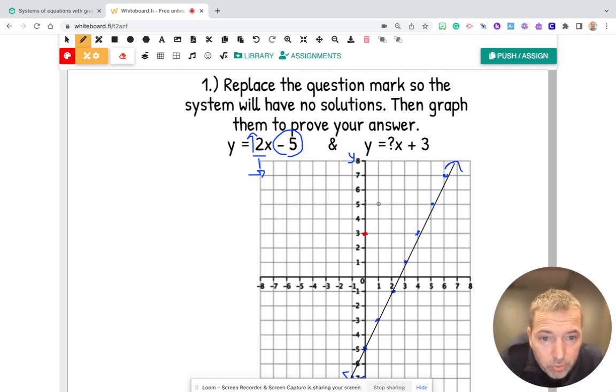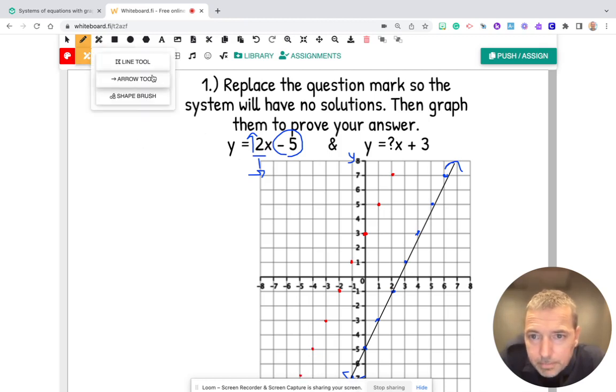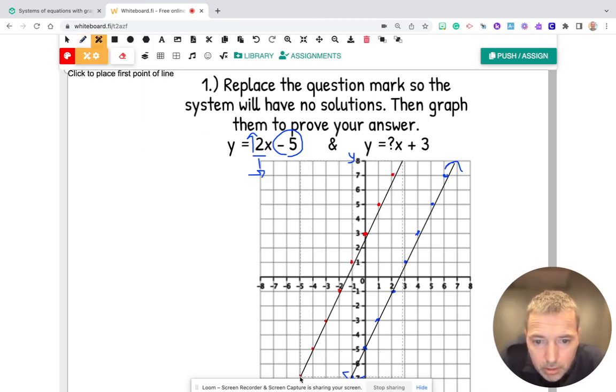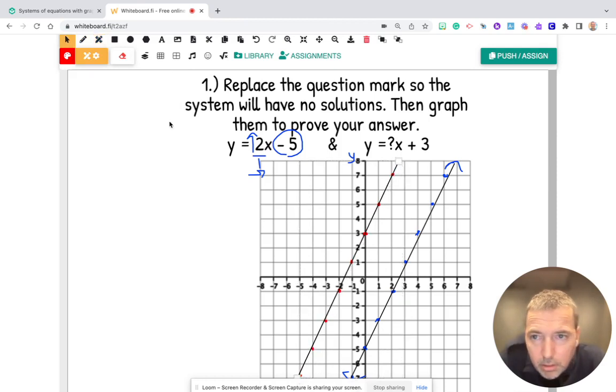So if I start at 3 and I go up 2 over 1, you'll notice that when I do this, I can do a couple dots going up, and then I ran out of room, so I'm going to go back and do the opposite. I'm going to go down 2 and left 1. You'll notice now when I make this line that these two lines are exactly parallel, which means they will never touch, they will never intersect, which means they will have no solutions. So my question mark here was 2, or you could say 2 over 1, right?